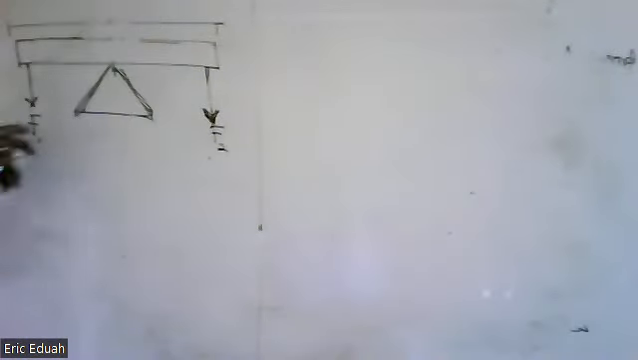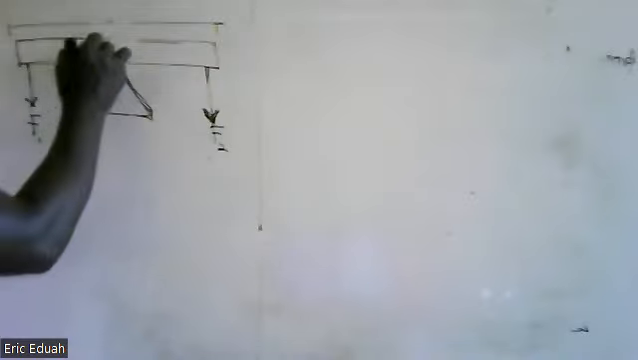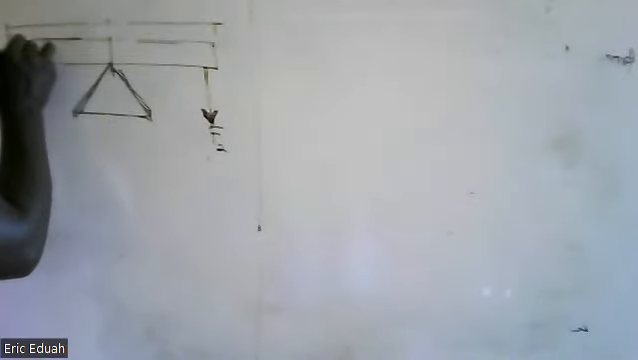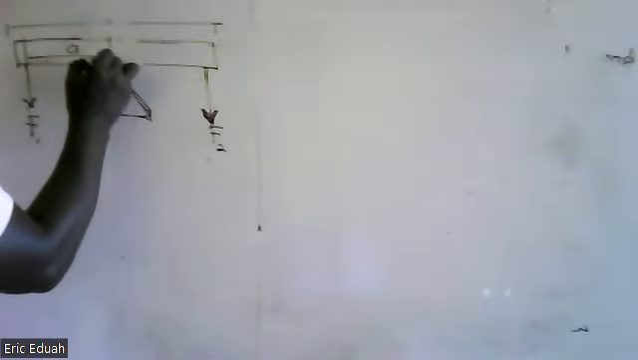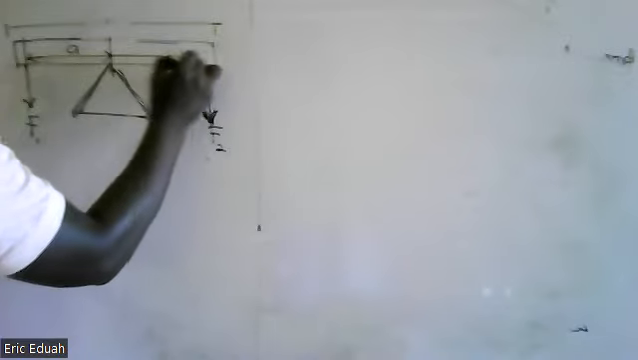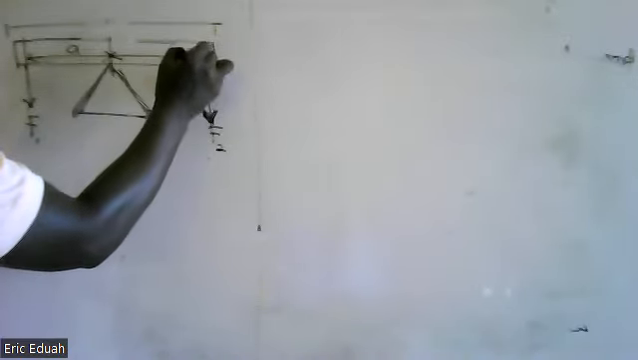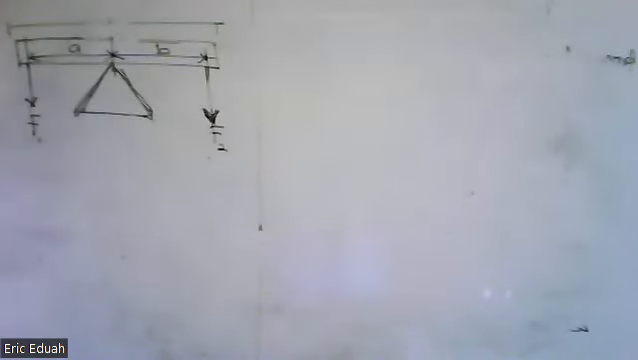I'm considering two forces acting around the bar, or around the pivot. The distance from force 1 to the pivot is A. The distance from force 2 to the pivot is B.